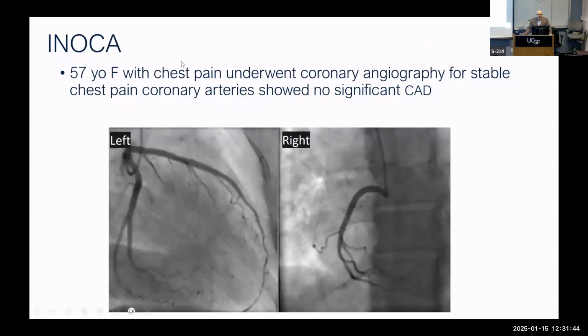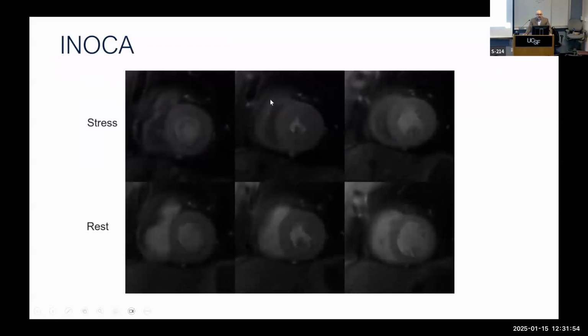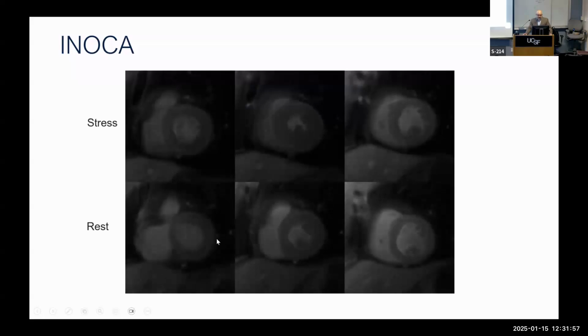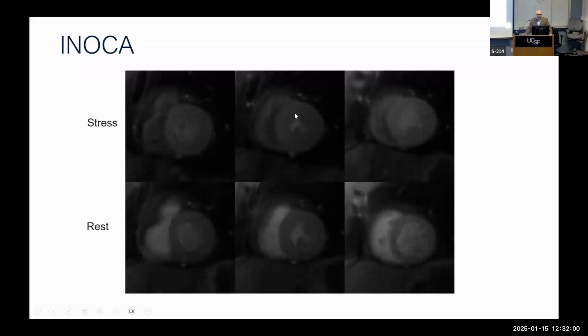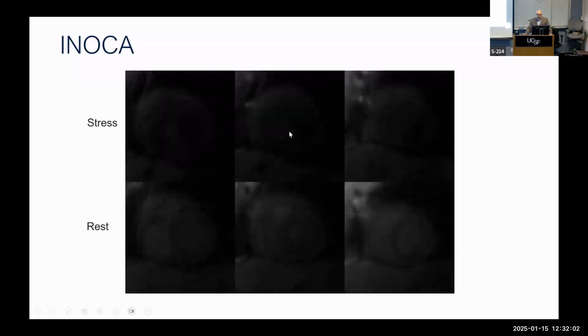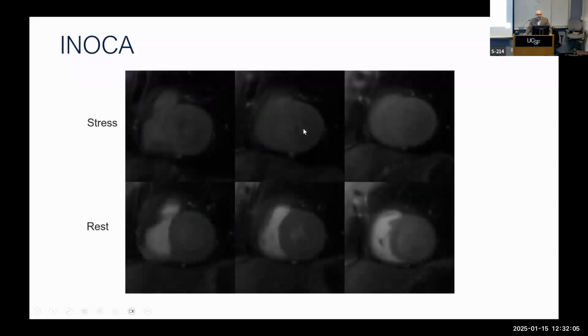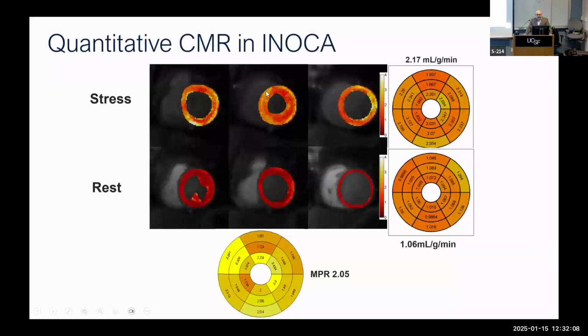So here's a case, from one of our research studies. A 57-year-old female underwent coronary angiography for stable chest pain, which showed no significant coronary disease. Her stress images are on the top and rest images are on the bottom. On the stress images, we can see a slight reduction globally in the subendocardium, particularly on this middle slice. When we quantify it, we can see it even easier. Here, stress perfusion was around 2.1, resting perfusion was around 1, and flow reserve was right around 2, suggesting that this patient has microvascular disease.